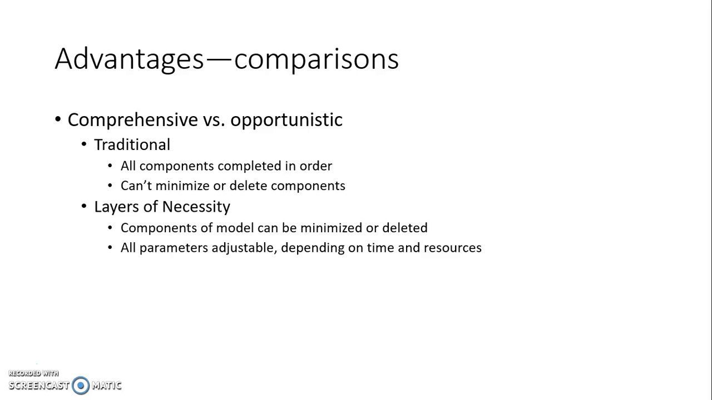And complexity of the task that needs to be done in order to complete the goal. Another comparison is comprehensive versus opportunistic. In traditional methods, all components are completed in order. We can't minimize any of the parts of these traditional models. We can't delete any. All must be completed sequentially. The layers of necessity model, though, says that components of the model can be minimized. They can be deleted. That's okay. All parameters are adjustable depending on the time and resources available.